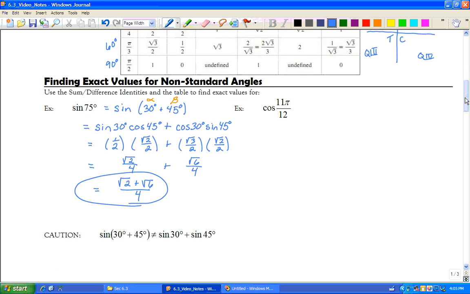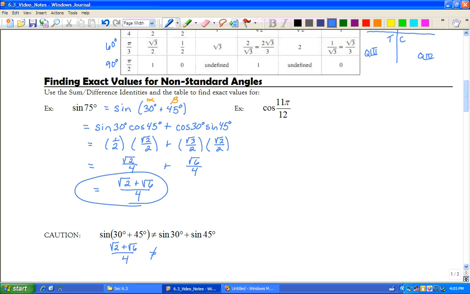Just a word of caution that we can't just distribute the sine to the two angles in the parentheses. That's not what the sum and difference formulas are. So if you just double check this, we just found this to be the square root of 2 plus the square root of 6 over 4.